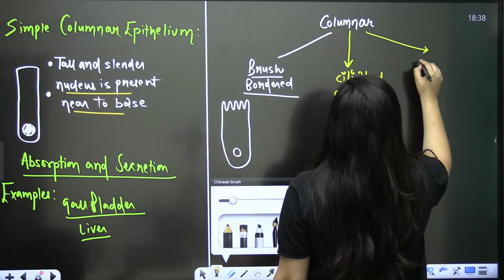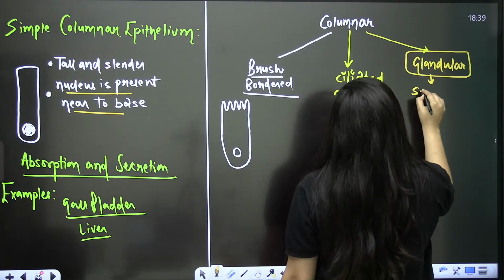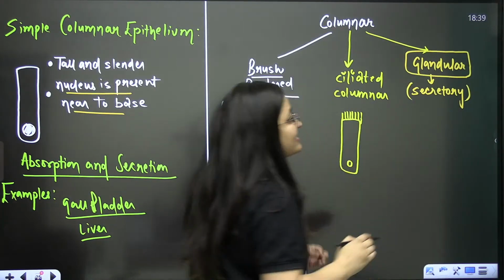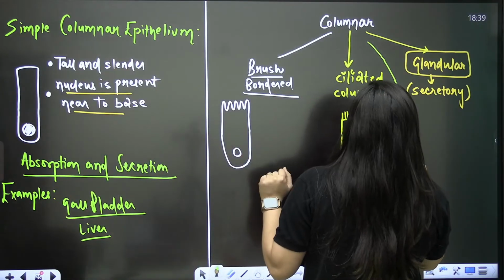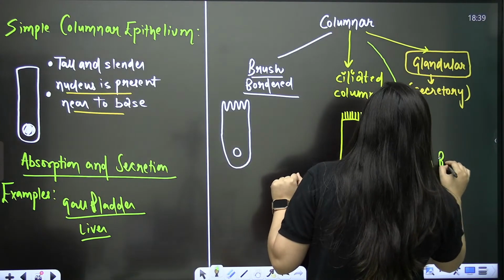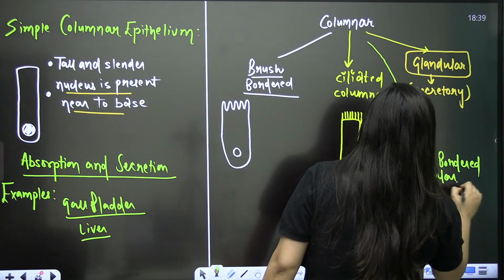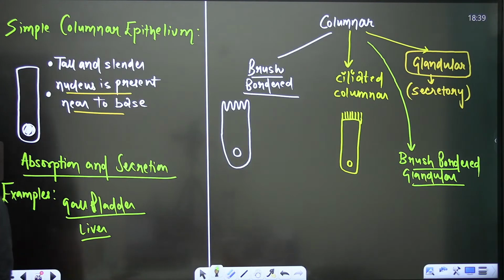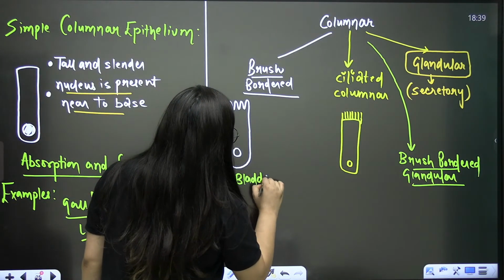These columnar cells can be glandular. What is the meaning of being glandular? Glandular means secretory. It is going to secrete something, right? Whenever we use the word glands, they secrete something. Even here in columnar epithelium, you will also see brush bordered glandular epithelium. When it is brush bordered, microvilli are present. Such a structure you will see in the gallbladder. Gallbladder is the best example here.